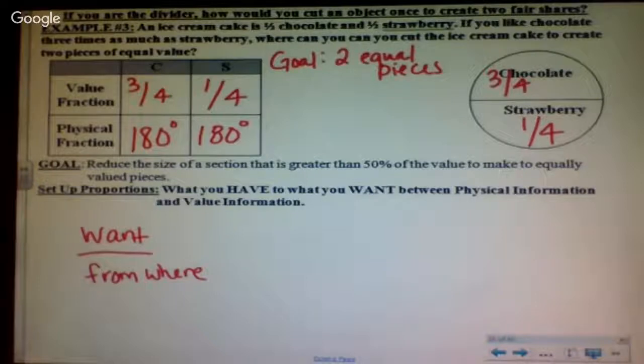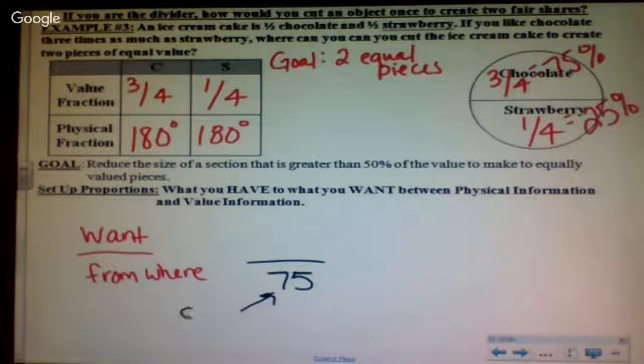So again, you want to take from the bigger half. It's easier to do this as percentages. So what's 3/4 as a percentage? 75%. What is 1/4 as a percentage? 25%. Okay, so you want to take from the bigger side. So I'm taking from the 75%. So that's what goes on the bottom. Chocolate. Okay, you're taking from the chocolate. I can write chocolate here too, so you know where I got that from. The 75% we're taking from the bigger side, which is chocolate.